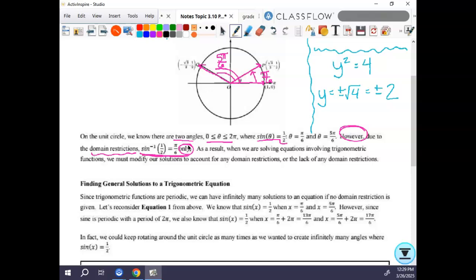All right. So as a result, when we are solving equations involving trigonometric functions, we must modify our solutions to account for any domain restrictions or lack of any domain restrictions. So if you're just straight up doing the inverse, what is the sine inverse of whatever? You have all the restrictions we talked about yesterday. When we are solving equations today and it's not given to us that way, but we end up taking the inverse, we're either going to be told a different set of restrictions or that there aren't any at all. Okay, and then we'll look at how to handle that.